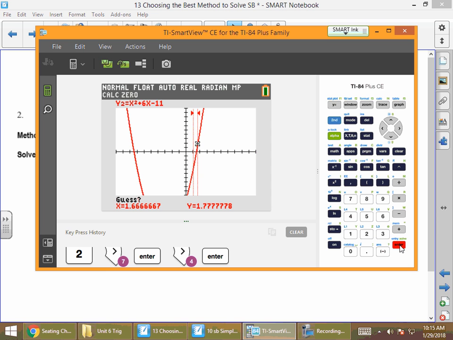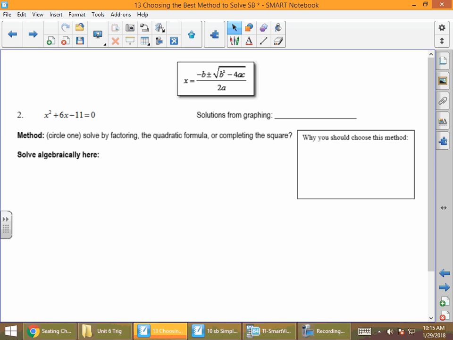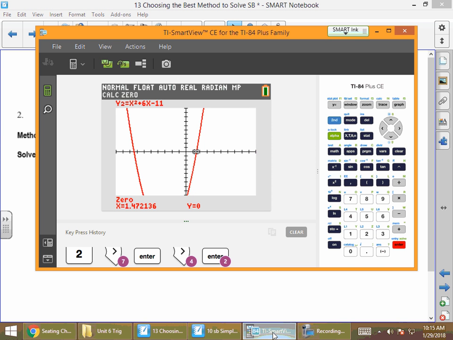Pressing enter. And then when we press enter for the third time, our cursor is going to jump back to where it crosses the x-axis, which is at 1.47. And as we pull up the screen one more time here, it's not just 1.47. I rounded it to the nearest hundredth. It's 1.472136. It's this big long decimal.